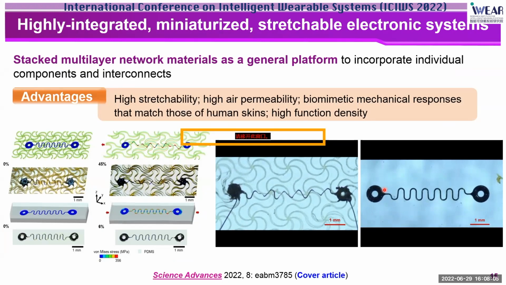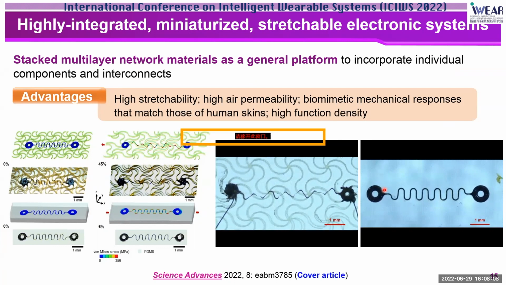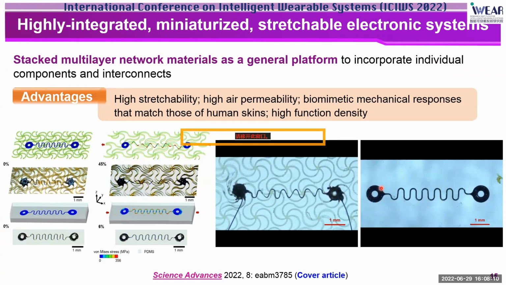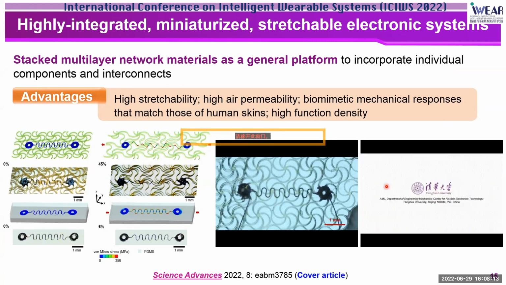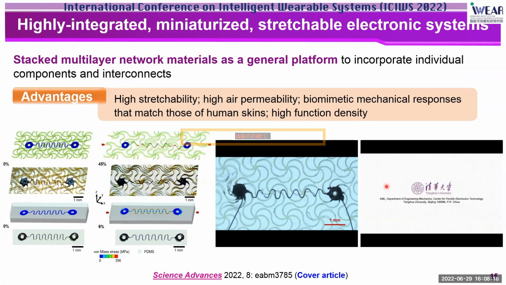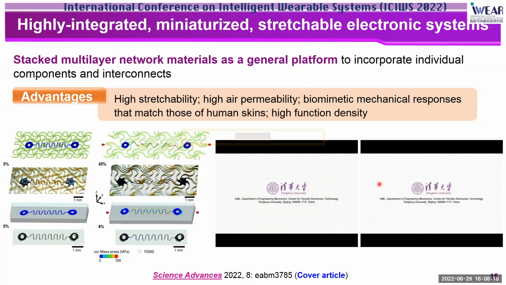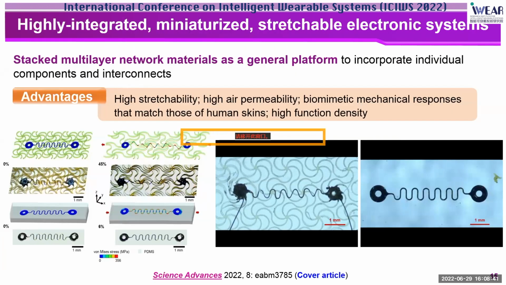Okay, this kind of soft network material can be designed in a stacked multi-layer configuration so as to serve as a general platform for incorporating individual components and the interconnects. And this kind of cellular network encapsulation does not pose any essential constraint to the buckling deformations of the interconnect. And therefore, it can enable a substantially enhanced elastic stretchability of the serpentine interconnect as compared to the traditional PDMS encapsulation. Okay, we can see this video again.